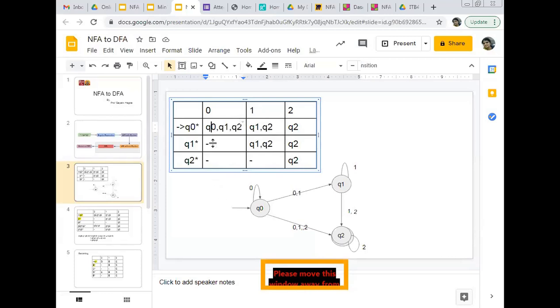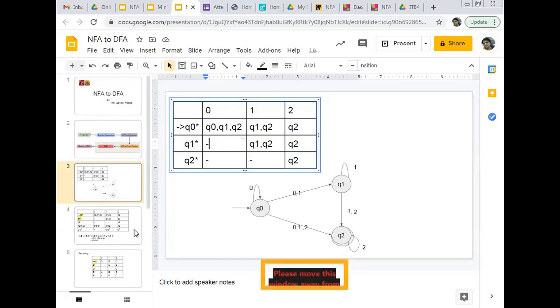Now we have to convert this NFA to DFA. What is the disadvantage if I have an NFA? Why do I need to convert it to DFA? Because the machine is very difficult to implement. Given an input, the machine will not understand in which case it has to go to Q0. For example, it is in state Q0 and reading 0. How will the machine understand when to go to Q0, when to go to Q1 and when to go to Q2? It is very difficult to implement using software. So we convert this to DFA.